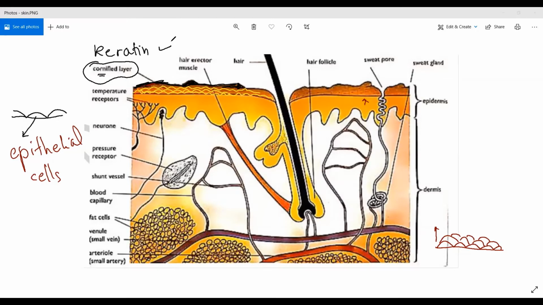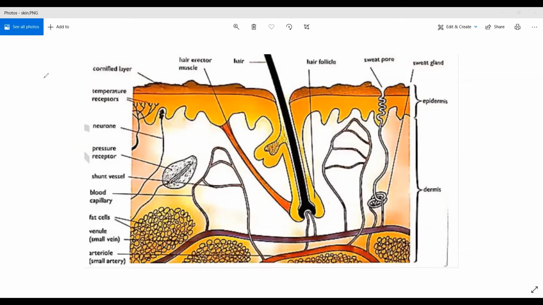Is this keratin a good thing? Yes, of course, because it allows the skin to be waterproof. This kind of protein lets the skin be waterproof in order to protect the soft tissues, or the soft cells that are lying beneath. Also, they are always being worn away in order to renew this cornified layer. For example, if you are washing your hands, you are shedding these dead cells.